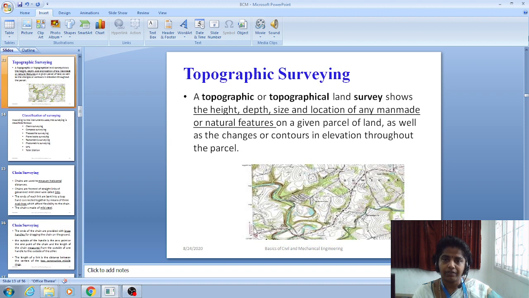Next we see the topographic survey. In topographic surveys, we study not only the size and shape, but also the height, depth and location of any man-made or natural features of our land surface. It is very useful to make a contour map. The contour map shows the location of valleys and mountain places. So it is very useful to prepare the contour map using the topographic survey.